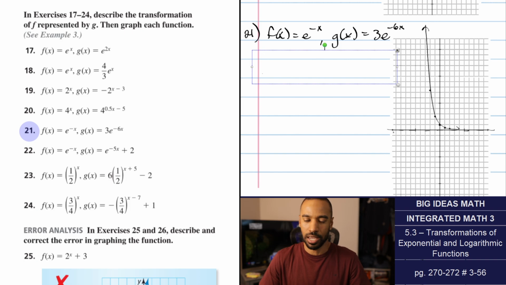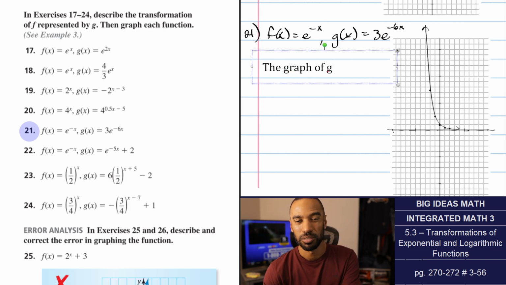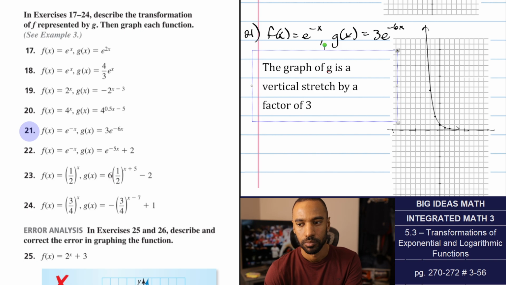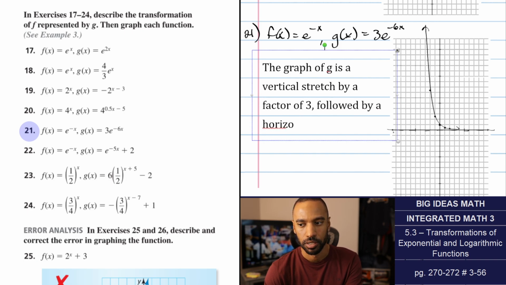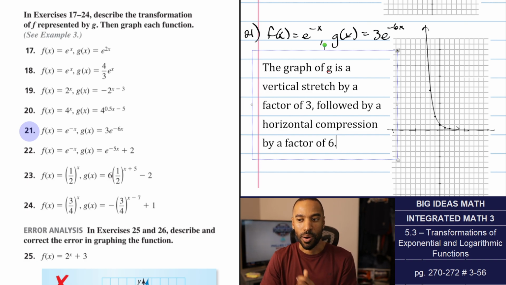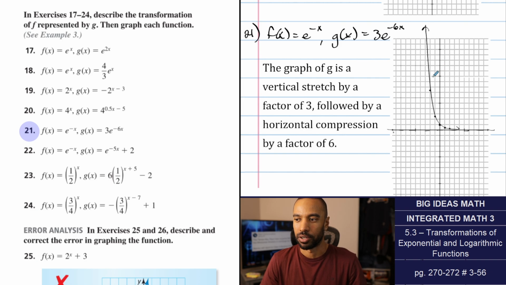The graph of G, this is going to be so tall. This is going to be so tall, it's like not even going to matter. The graph of G is a vertical stretch by a factor of 3, followed by a horizontal compression by a factor of 6. Wow, wow, wow. So that's a lot going on to this thing right here, yeah?